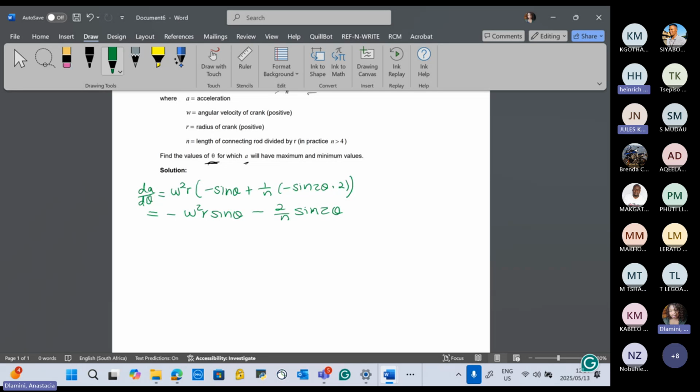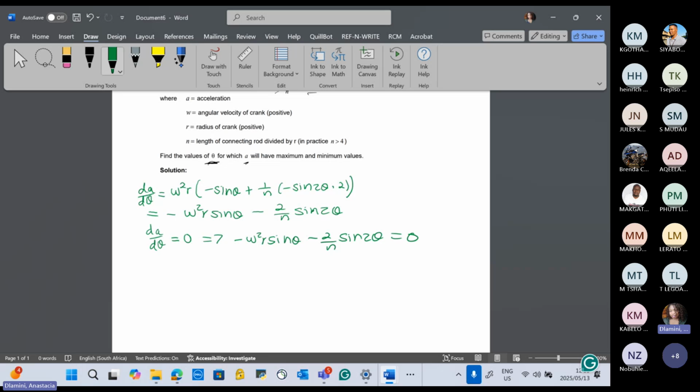We set it equal to 0. Thank you. So why am I setting it equal to 0? So we can find the values of theta, ma'am. Thank you. So then minus W squared R sine of theta minus 2 over n sine of 2 theta equals 0. Then what do I do? Please help me. We can have a look at factorizing it, ma'am. Okay, so what am I factoring out? Sine theta, ma'am.